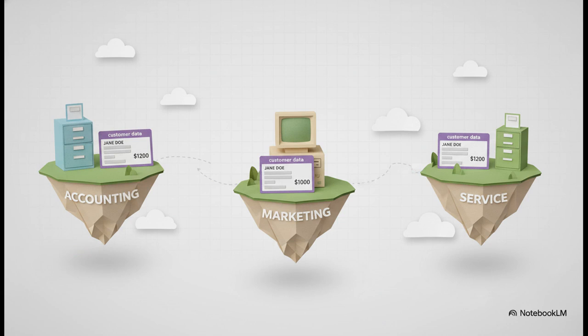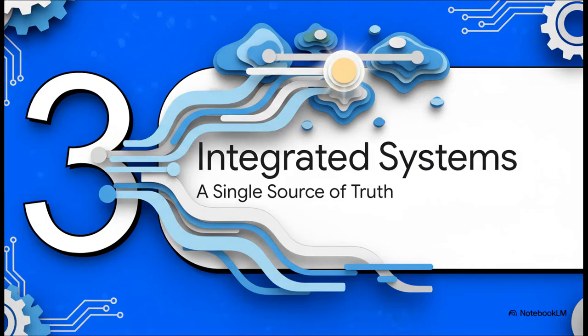I mean, think about it. A customer changes their address. Now you have to update that information in the accounting file, and in the marketing file, and in the service file. If you miss just one, you've got conflicting, incorrect data. People were totally trapped by the data they personally controlled, and getting information to flow across the company was next to impossible.